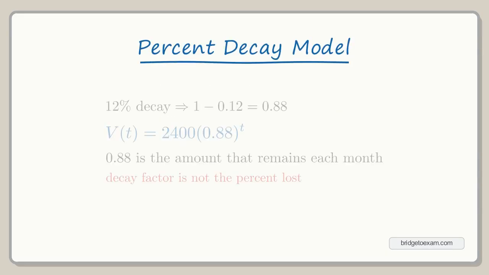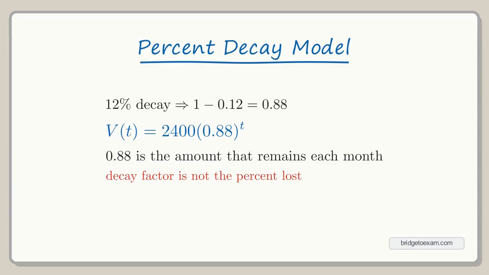For 12% decay, the factor is 1 minus 0.12, or 0.88. It is not 0.12. If a value begins at 2400 and decreases by 12% per month, the model is V of t equals 2400 times 0.88 raised to the t.